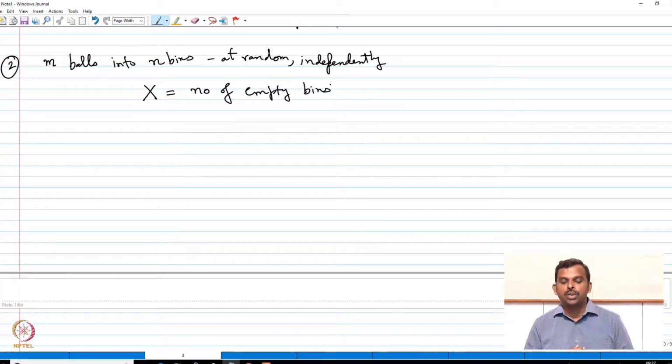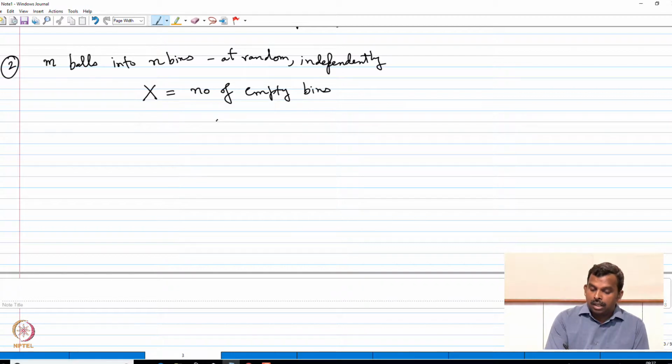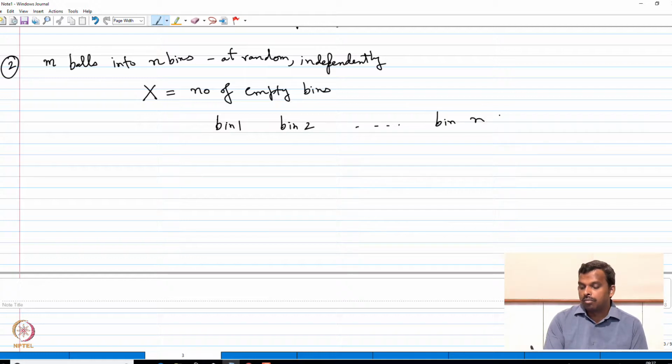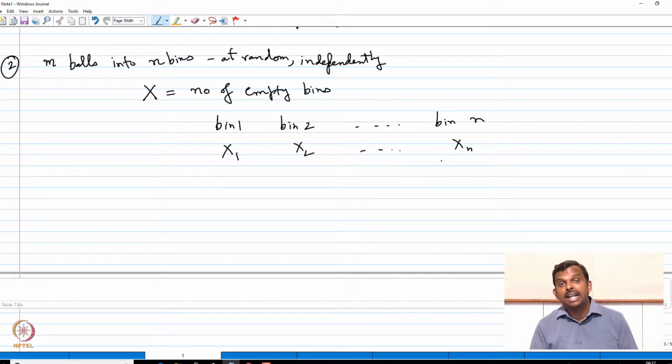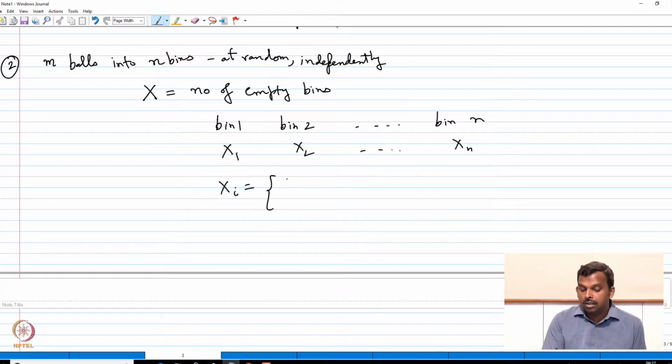So what do you do? You use indicator random variables. I have bin 1, bin 2, so on till bin n. And I will have x1, x2, so on till xn be indicator random variables indicating whether or not the ith bin is empty. So xi is going to be 1 if bin i is empty.